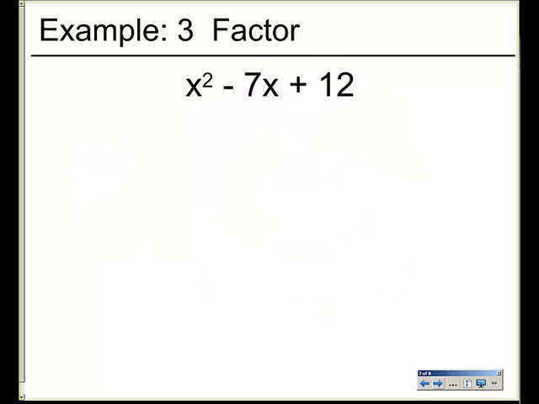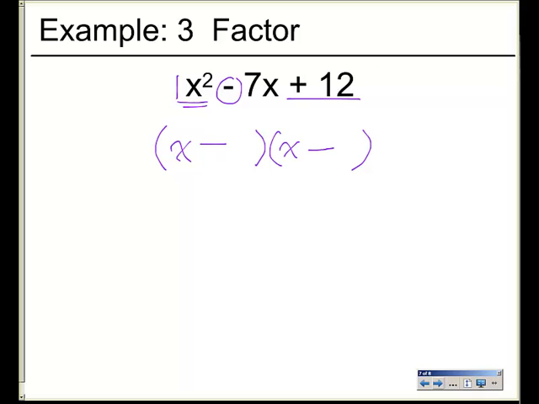Example 3, we notice that I have a leading coefficient of 1, so we're good on that. So I'm going to go ahead and set up my binomial parentheses. I look back here and notice that's a plus 12. That means the sign of my two factors are the same. This one tells me that they're both negative. So I can put a minus and a minus, or negative negative. The only things I can multiply together to get an x squared would be an x and an x.